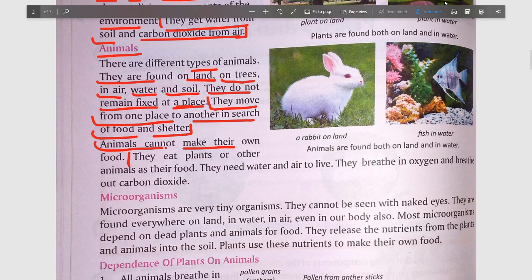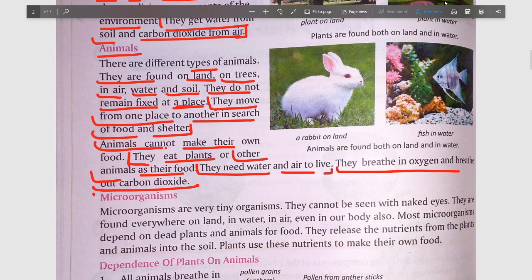What do they do for their food? They eat plants or they eat other animals as their food. They need water and air to live. They breathe in oxygen and breathe out carbon dioxide. Okay, so these are the two main components of the environment.